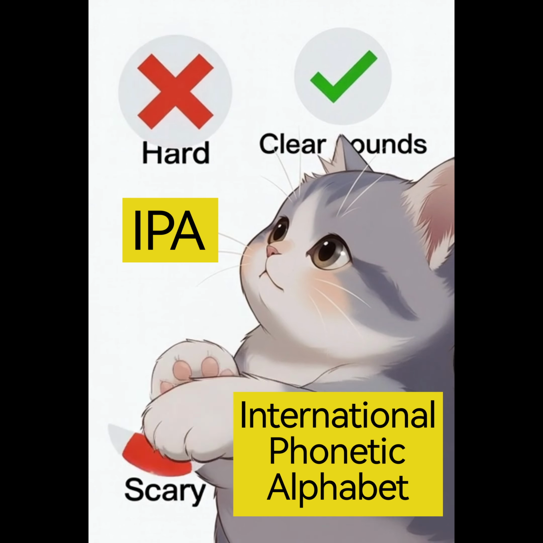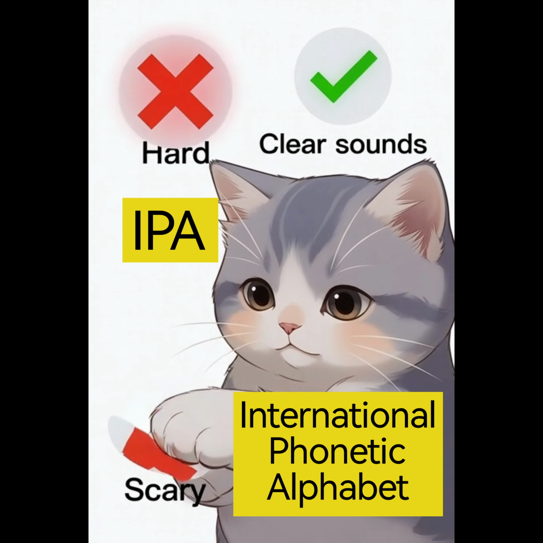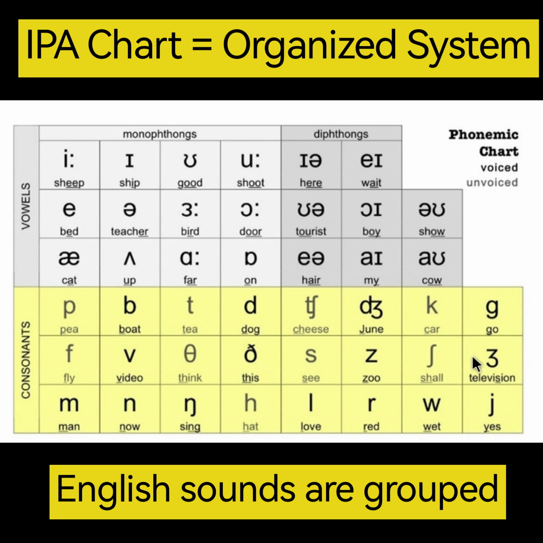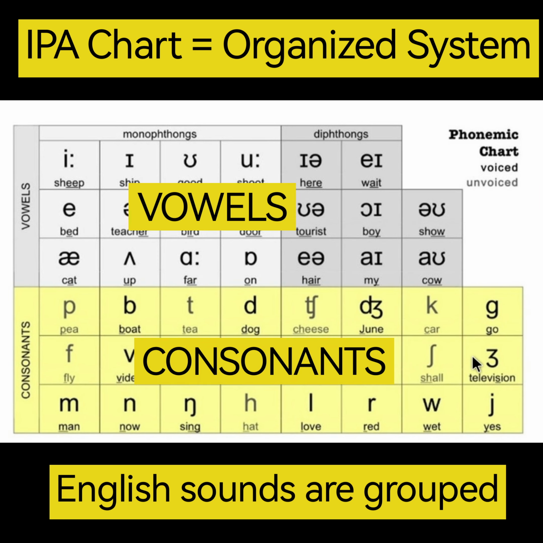How to read the IPA chart. The IPA chart may look complex, but it is highly organized. English sounds are divided into two main groups, vowels and consonants. Understanding these two groups makes the IPA chart much easier to use.